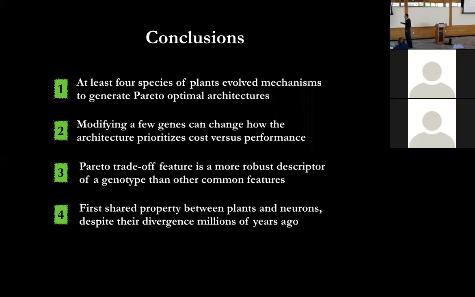So just to conclude, I told you 4 things today. First is that at least these 4 species that we've studied have evolved mechanisms to generate these Pareto optimal arbors. We showed that we can modify just a few genes and change how this arbor is prioritizing different objectives. We gave some evidence that this kind of Pareto feature might be a more robust descriptor of a genotype than some of the other common measures that people use. And I think, from what I know, that this might be the first property that we showed is shared between plant branching patterns and neuron branching patterns, despite the fact that they diverged many hundreds of millions of years ago.